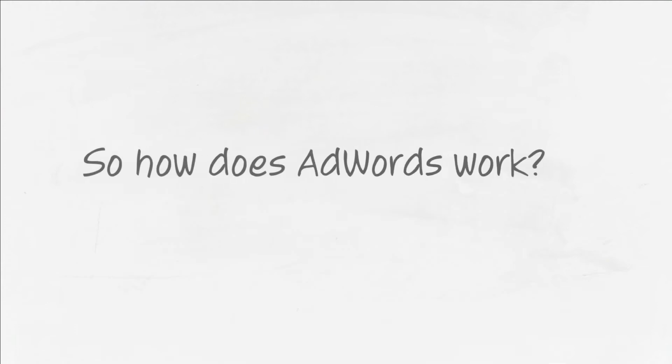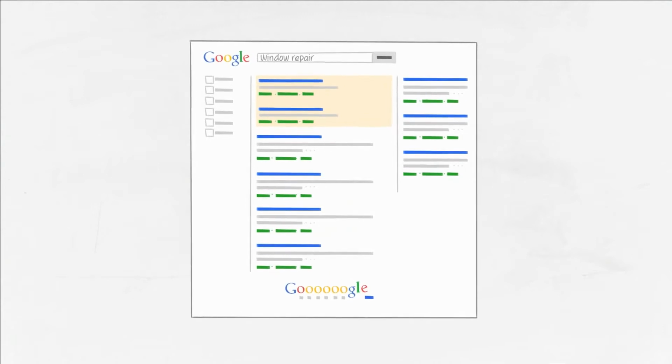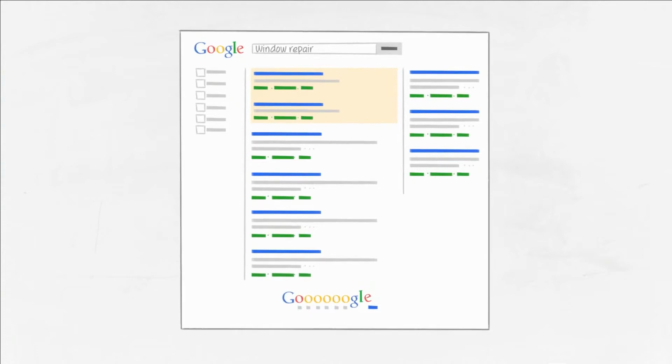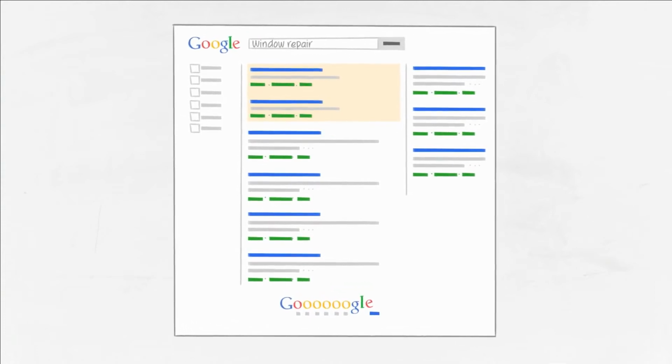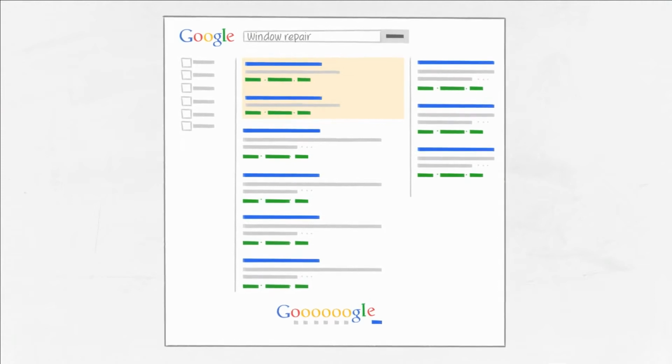So how does AdWords work? Say you searched for window repair. Google combs through billions of web pages, blogs, and other listings to find the ones most relevant to window repair. These are your search results. Looks familiar, right? But wait, there are thousands of search results here. Many of them are other businesses also providing window repair. But not all businesses may be listed among the top results.